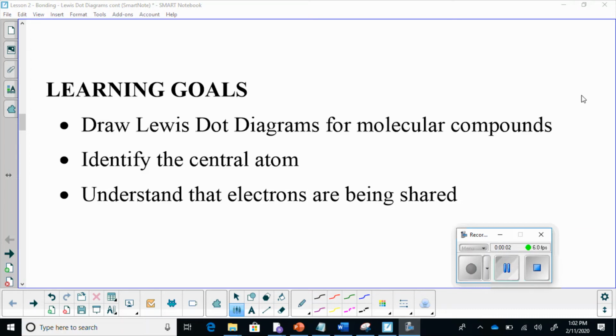Continuing on with Lewis dot diagrams. The goals of today are to create Lewis dot diagrams for molecular compounds, identify the central atom, and understand that electrons are being shared.